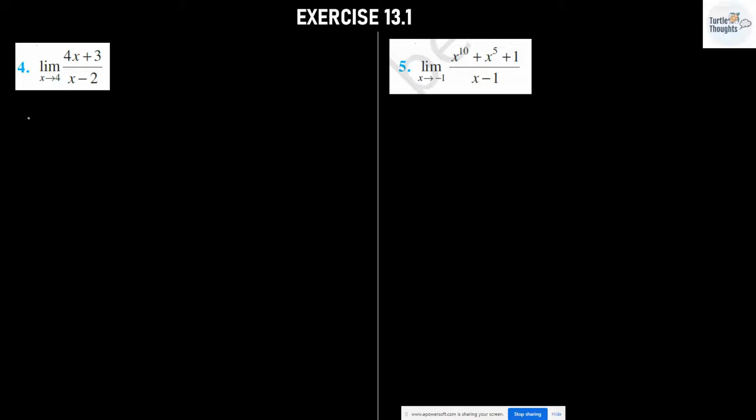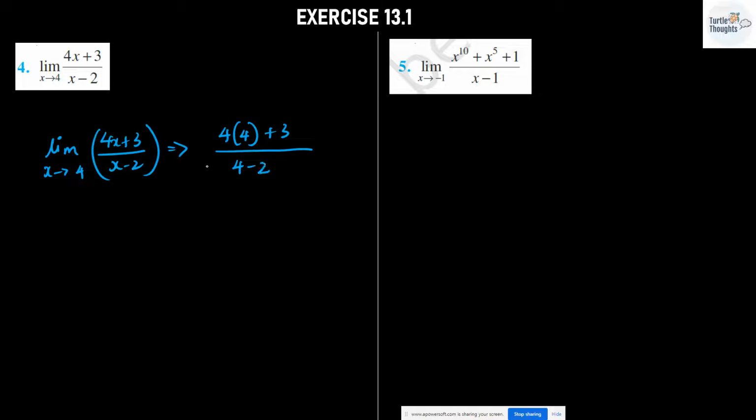Similarly, fourth one, limit of 4x plus 3 divided by x minus 2. So I will be writing limit of x tending to 4, 4x plus 3 over x minus 2. This is going to be equal to, substituting the value of 4 in place of x, 4 multiplied by 4 plus 3 divided by 4 minus 2.